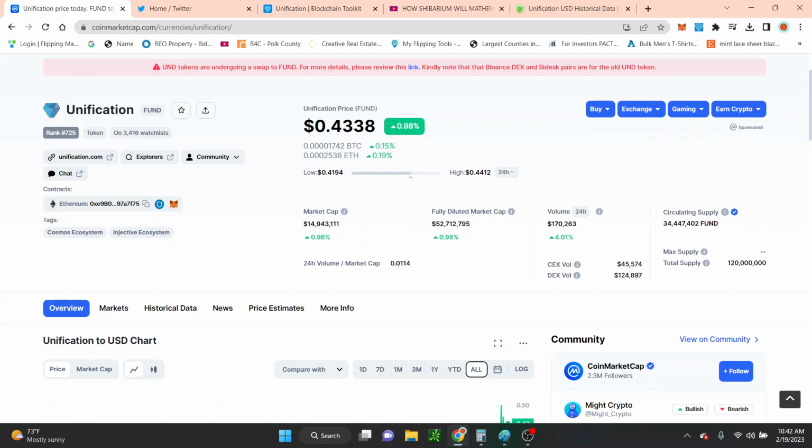And on this video, guys, we're going to be taking a look at how much cumulative volume is needed for Fund token, or really Fund coin, to reach $200. Now, the video that I made about Bone in the same regards with the mathematical formula, we're going to apply that same formula to Unification.